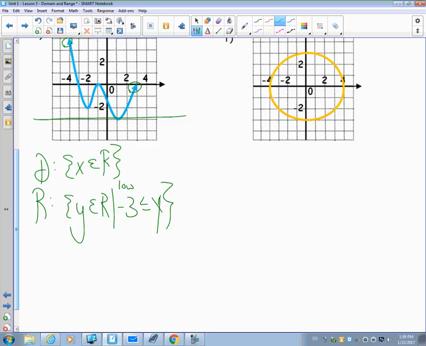Okay, letter F. Now, letter F isn't actually a function. It's a relation. But the things you do with functions, you can often do with relations. Domain and range is one of those things.